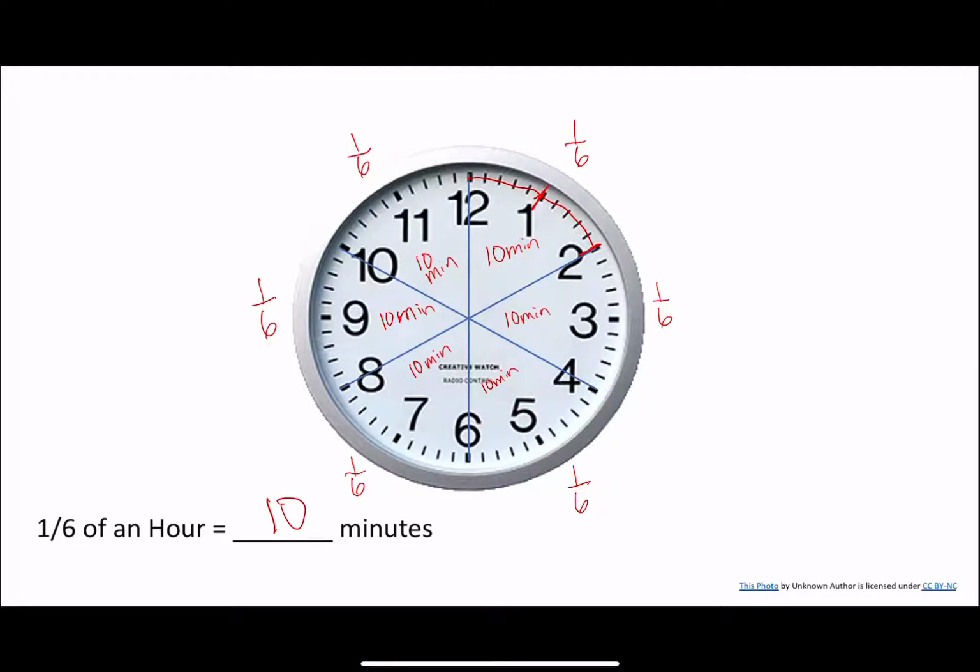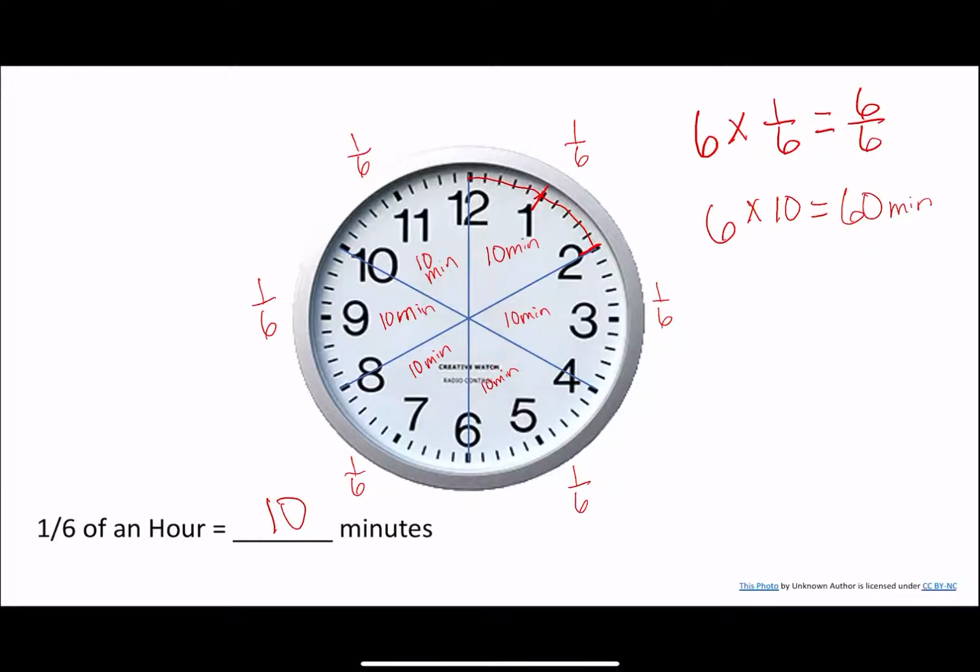Now I can check myself by saying 1/6 plus 1/6 plus 1/6, 6 times, or I can go ahead and say, oh, well, I know that there are 6 groups of 1/6, and that would equal 6/6. I could also say, well, there are 6 groups with 10 minutes in each group, and that would equal 60 minutes, which is 1 whole hour.